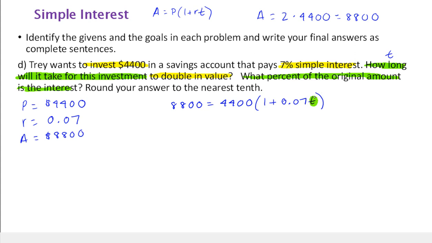Okay. Now there's a few ways to solve this algebraically, but the easiest way is I'm going to start, instead of distributing this, which is something you might have been taught to do, by dividing by 4,400 because it's 4,400 times this. So I can divide both sides by 4,400. And notice I know that 8,800 is 2 times 4,400. We found that up here. So now we just have 2 equals 1 plus 0.07 t.